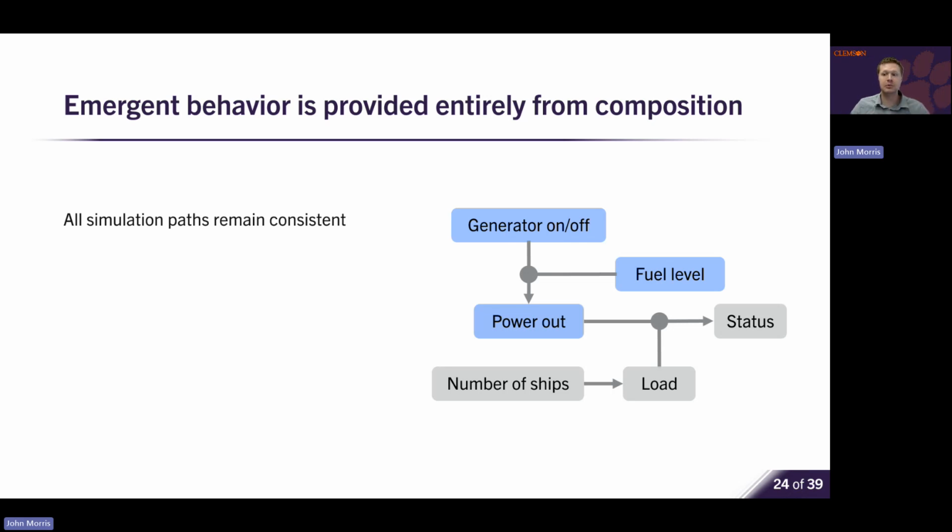What new interactions emerge out of their connection? And in this case, we have that. Here I know that the status of the generator, whether it's on or off, affects the status of the dock, how much power it's receiving, through the composition of these functions.